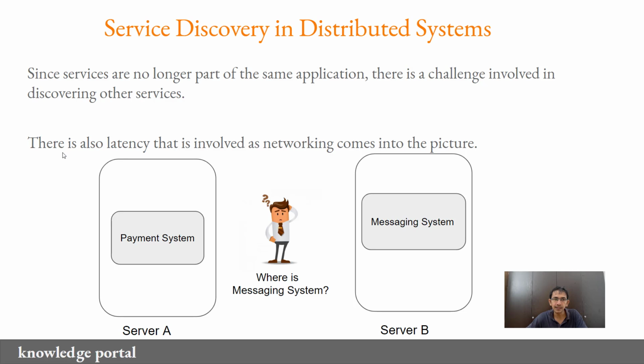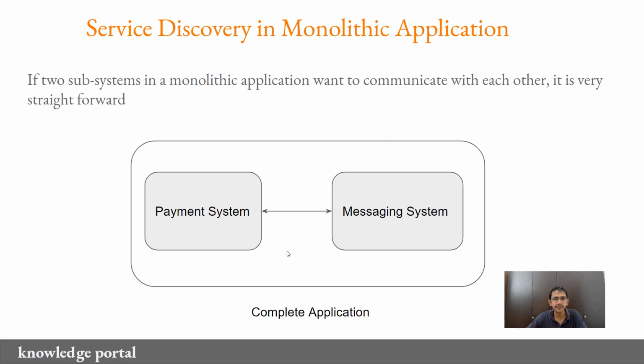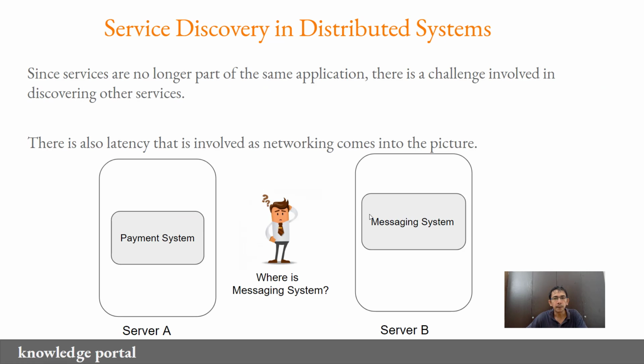And the second disadvantage is that there is also latency involved, primarily because networking comes into the picture. In the first stage, since both of the subsystems were part of the same bundle, you can just make a function call and it is very fast. However, here both of the systems are on different servers altogether, and this is the reason why networking also gets involved and there can be latency here.